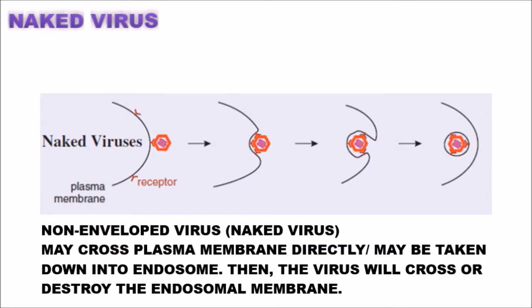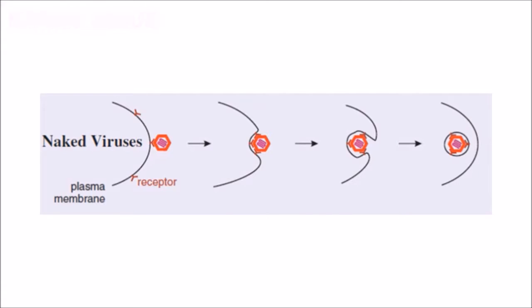For the non-enveloped virus, they may cross the plasma membrane directly or may be taken into an endosome. They then cross or destroy the endosomal membrane.